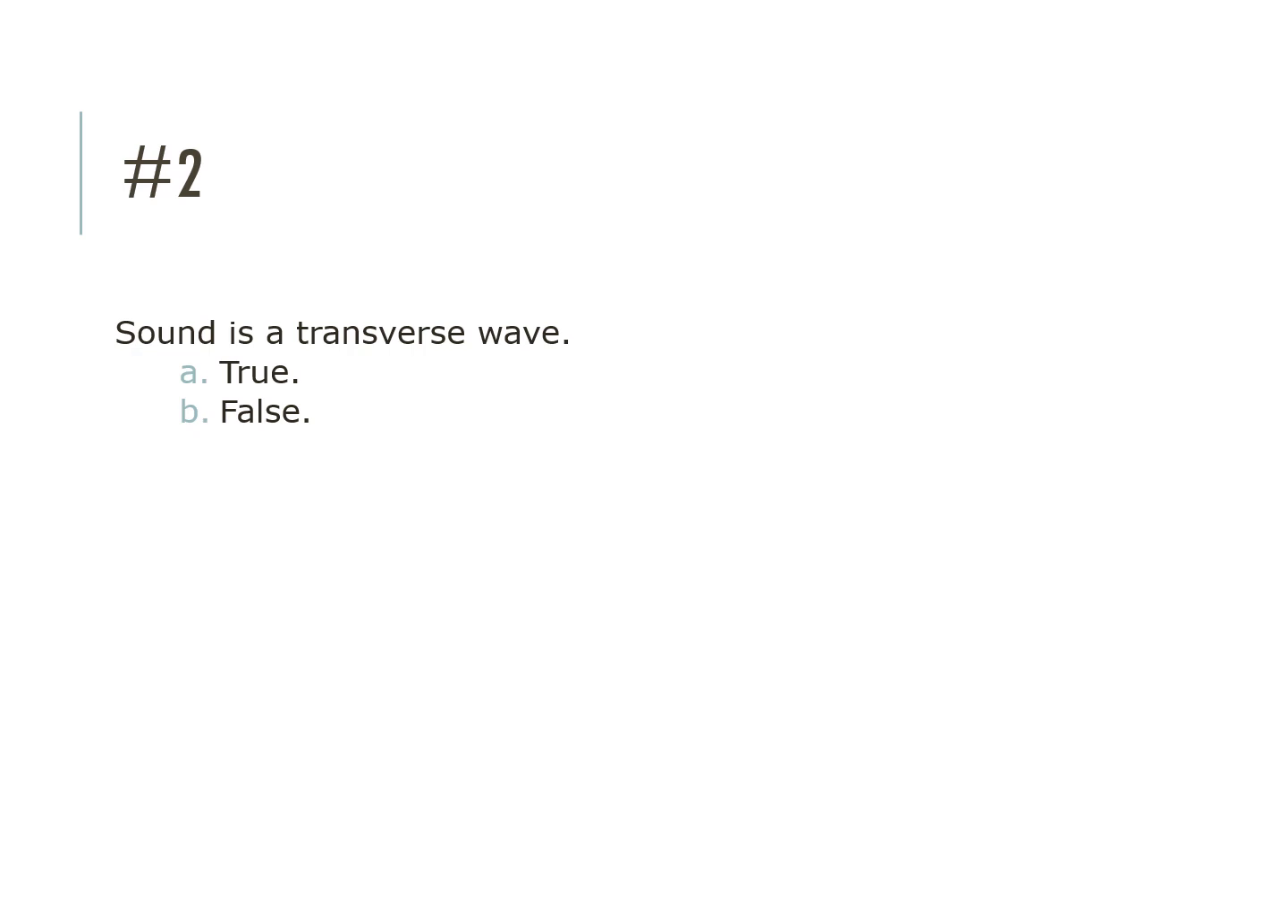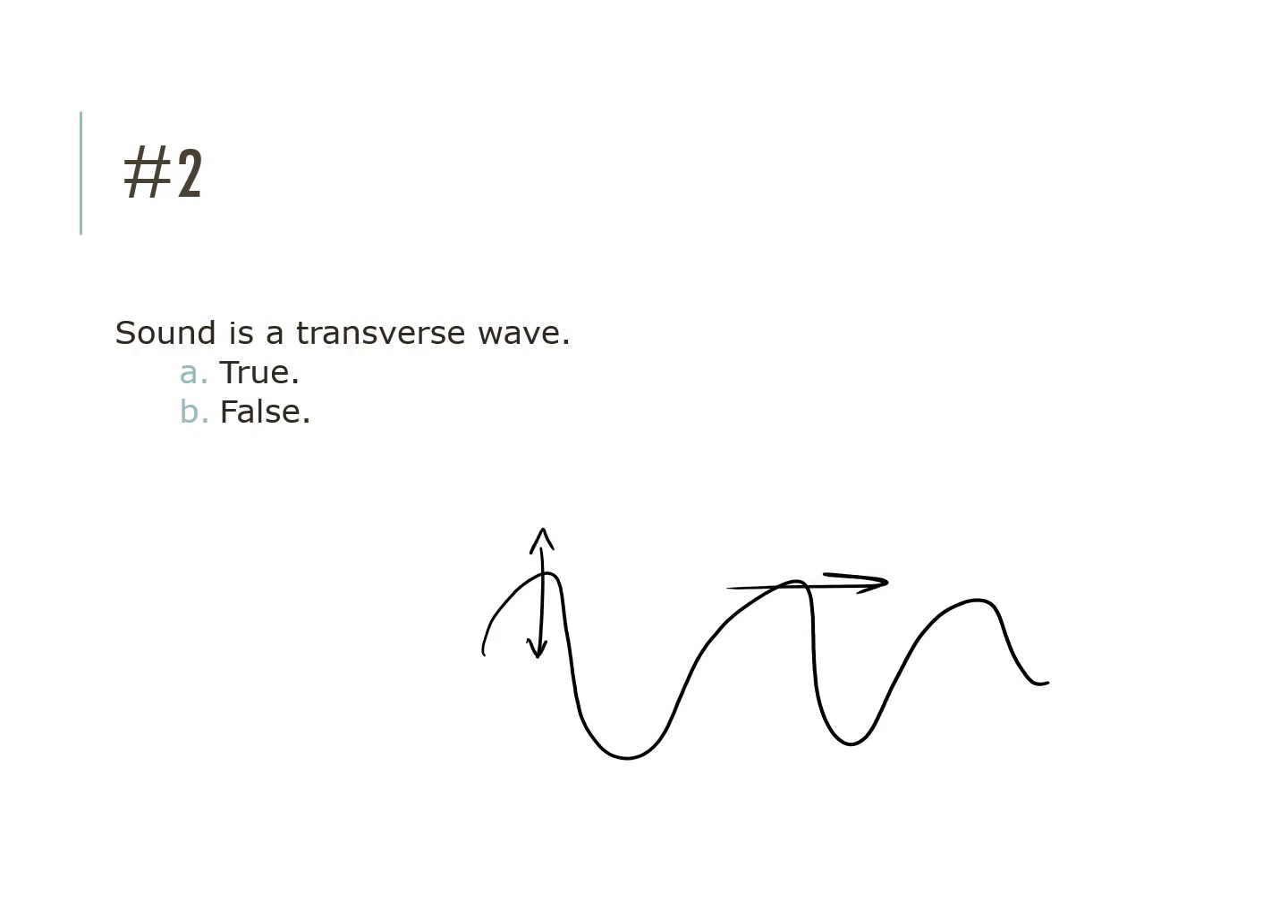Number 2, sound is a transverse wave. A transverse wave is one where the medium moves up and down, but the wave moves in the perpendicular direction. We talked about it for something on a string. This is also light. Sound is not a transverse wave, it is a longitudinal wave, so the answer is going to be false for that.